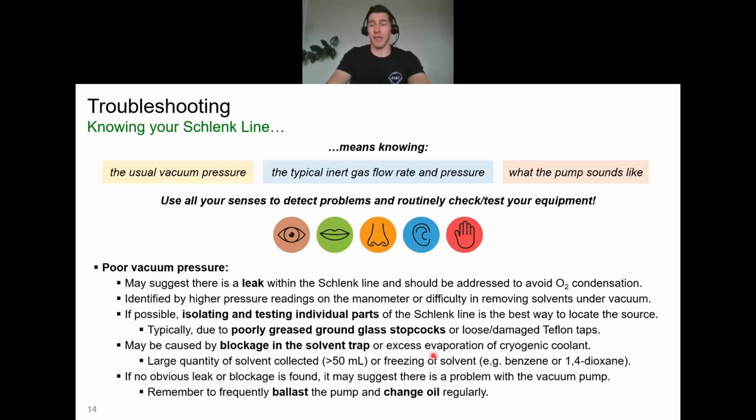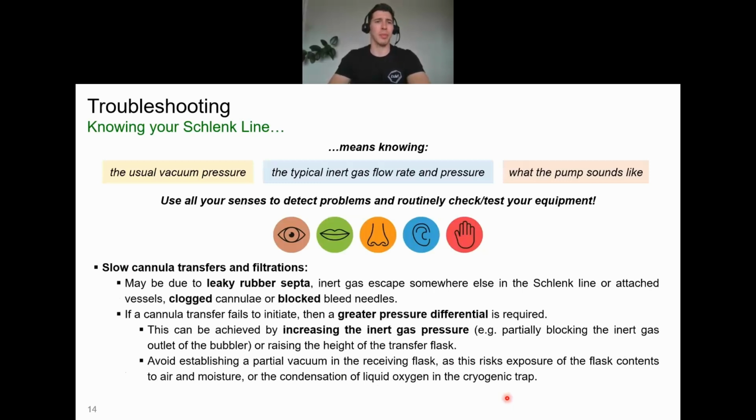And if after all of these attempts at locating the source, you still see poor vacuum pressure, it might suggest there's a problem with the pump. So do remember to frequently ballast your pump and change the oil regularly if you are working with rotary vane pumps.